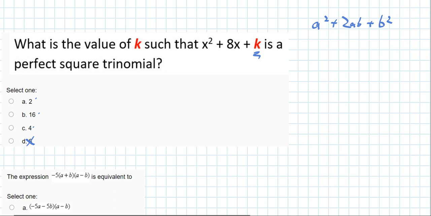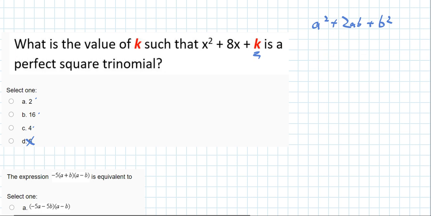So we know that this is just 1, right? So 1x squared times 1x squared. So this 1a is 1. And we need something that when we double it, 2 times a is 1 times b. We don't know b. That's going to be equal to 8. Well, 2 times something is 8, b is 4.